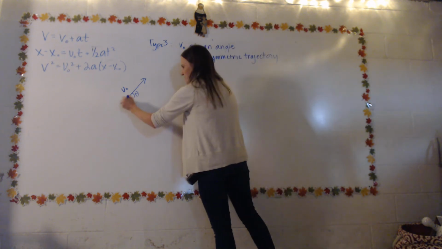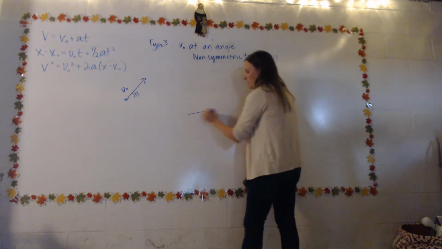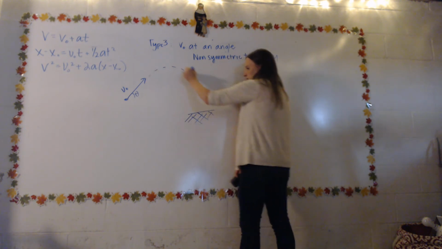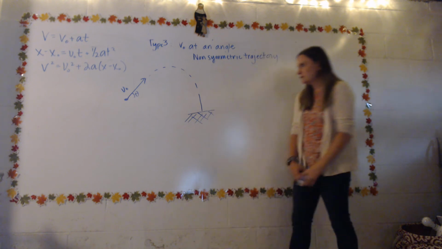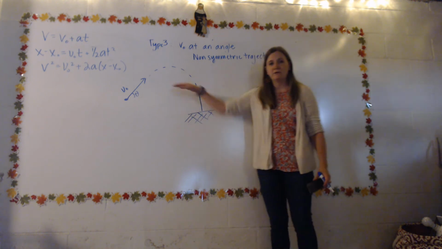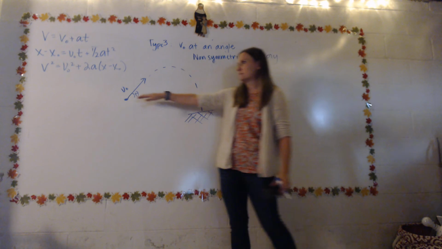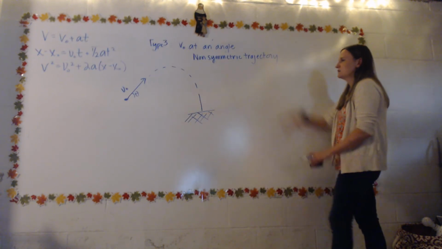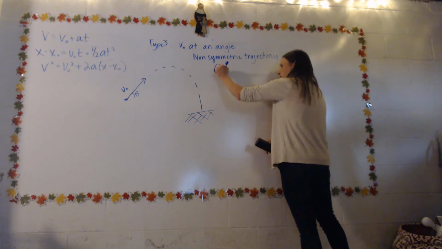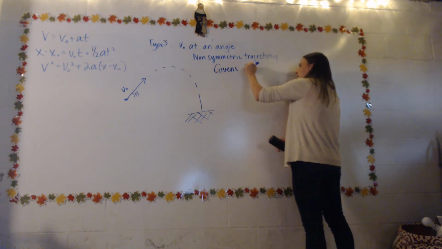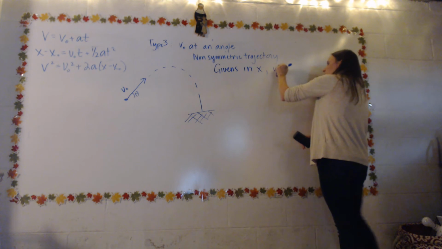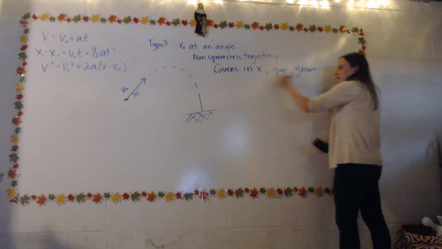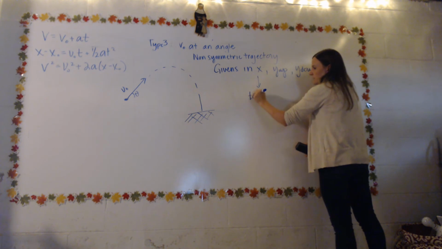If this is the kicker's foot, but the ball, let's say, is not caught, and it's going to hit the ground at the other end of the field, we see that we have a little bit of non-symmetry here, right? Because it's starting at some initial height and it's going to come back all the way down to the ground. So when you have the non-symmetric trajectory, you're going to need givens in x, y up, and y down. In x, it's going to be moving for the total time.